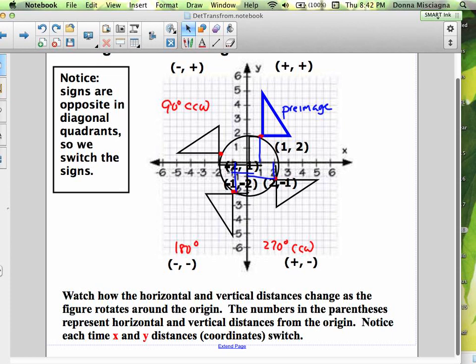All right, so notice that signs are opposite in diagonal quadrants, so we switch the signs.